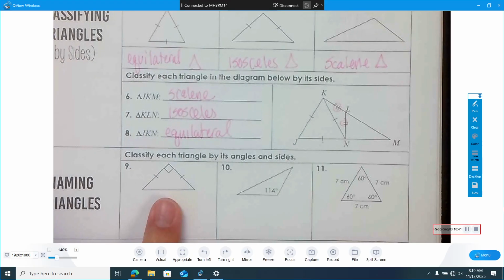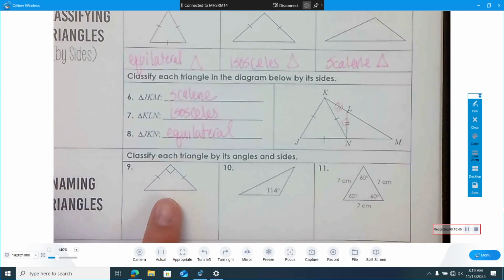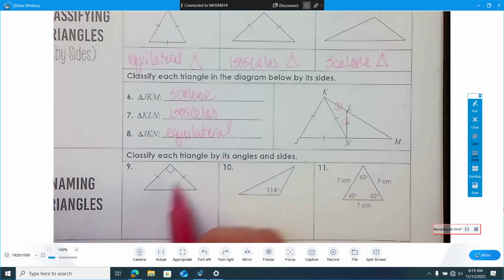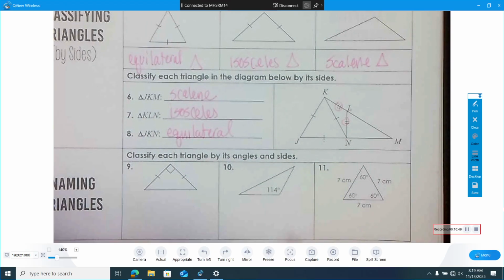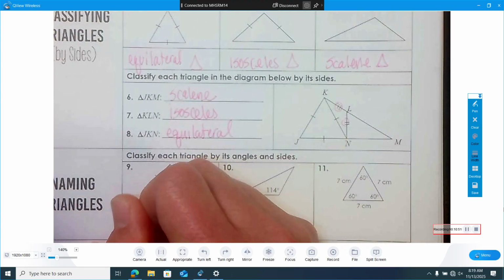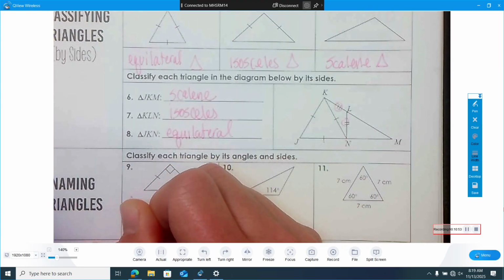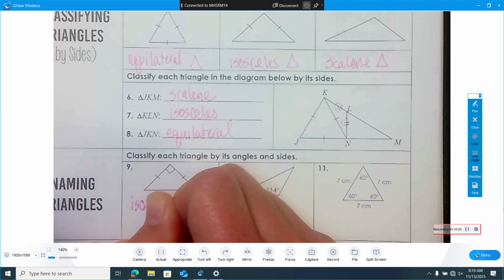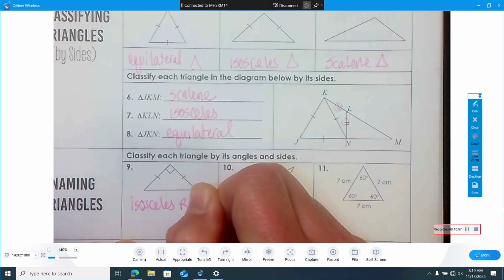So tell me about number 9. What's its angle? A right. Okay, so we have a right. And then what about the sides? So we would call this isosceles. Isosceles right triangle.